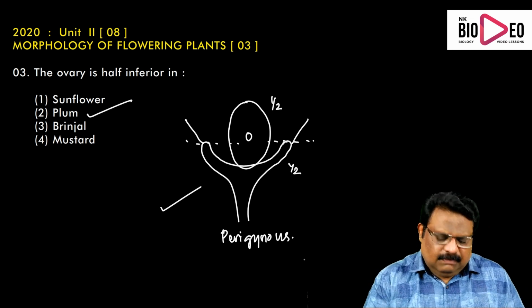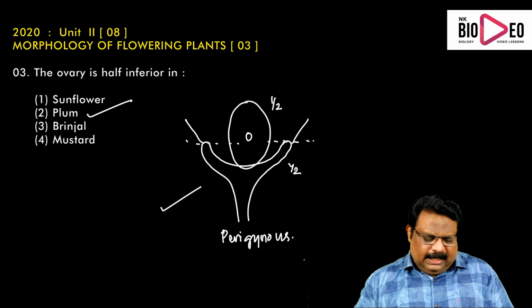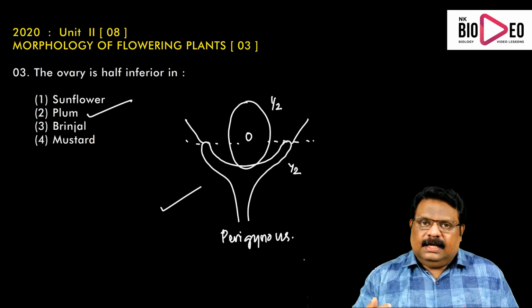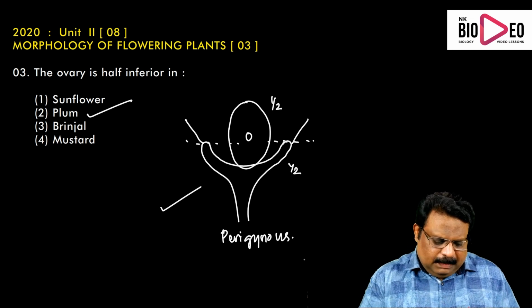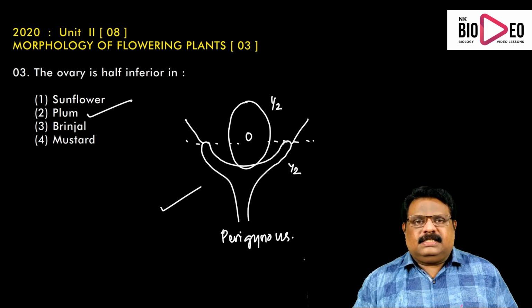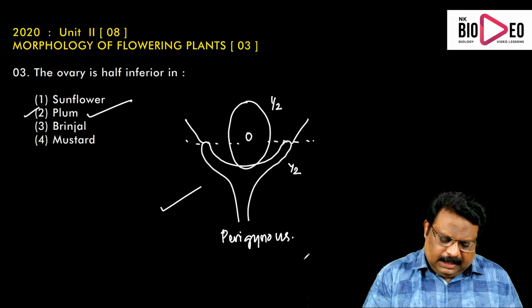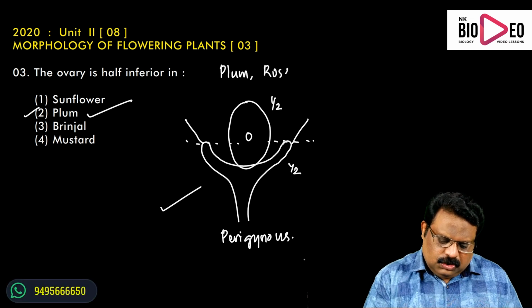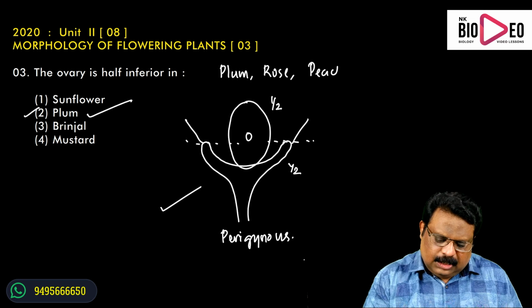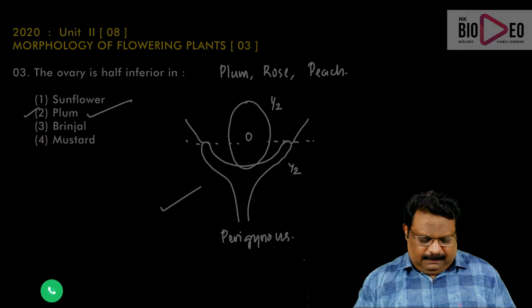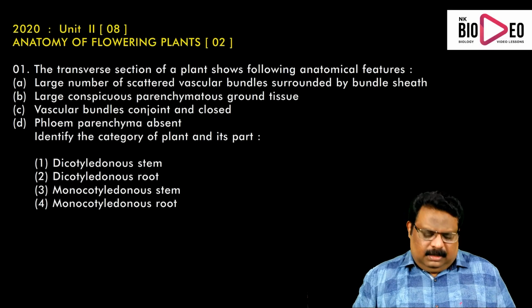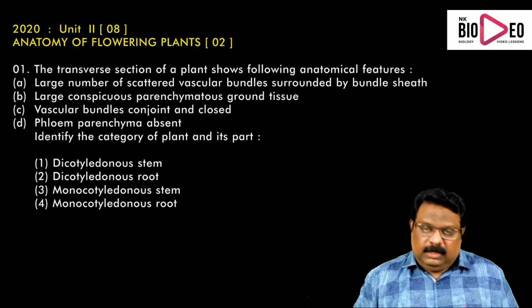In the case of sunflower, the ray floret, we already studied that the ovary is inferior. In the case of brinjal and mustard, the ovary is considered to be superior. So the answer is plum. In the case of plum, rose, peach, etc., the ovary is half superior or half inferior. From the anatomy topic, only two questions were there in 2020.